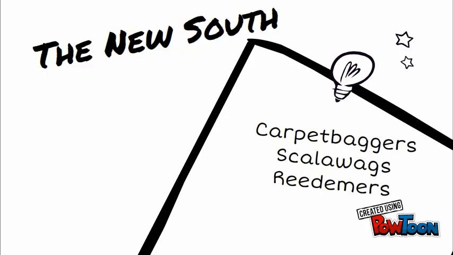But probably the most interesting part of this is what happened socially in the South. We had some individuals who came from the North to capitalize on what had happened. Those are carpetbaggers. We had scalawags who were Southerners who were thought to be in cahoots with the carpetbaggers. And then we had redeemers, people who wanted to keep the South just as it was before the Civil War.